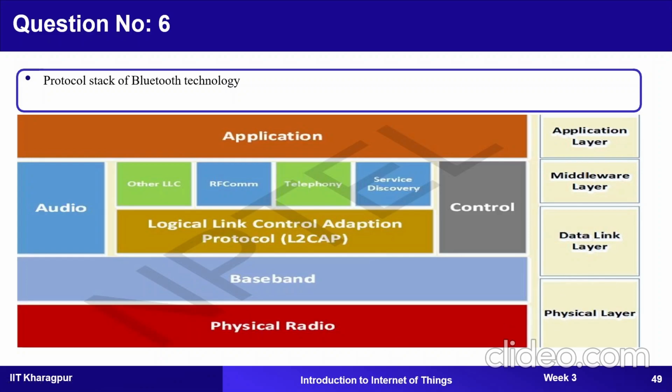Then after that there is L2CAP. L2CAP is responsible for multiplexing. Then these are the other protocols which are used, for example RFCOMM, telephony, SDP. All those are also used in order to provide various services. And then it's the application layer.